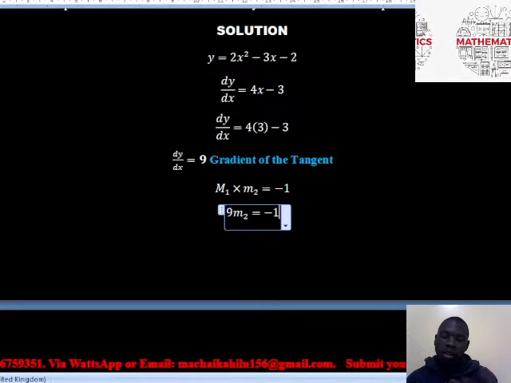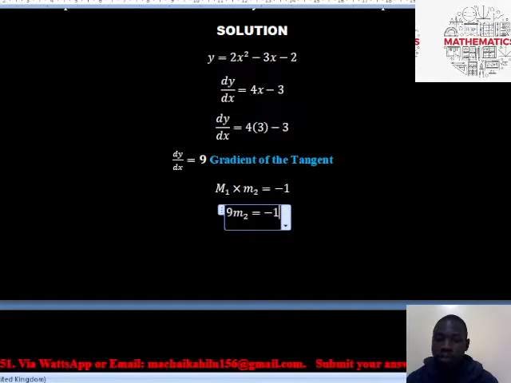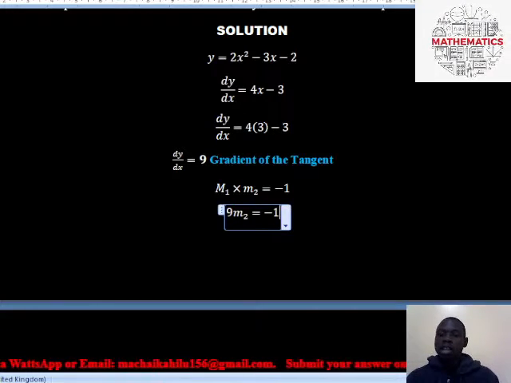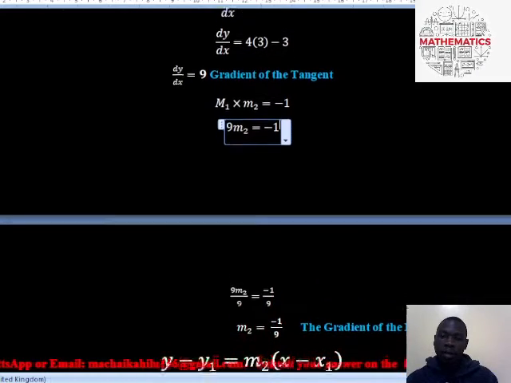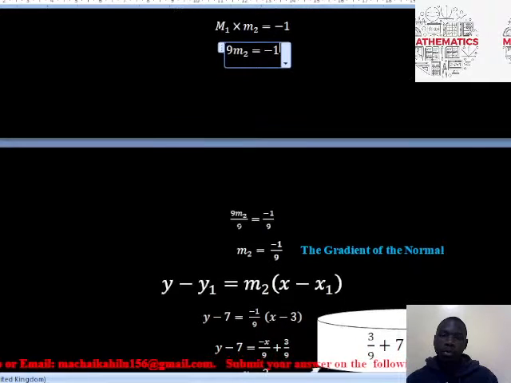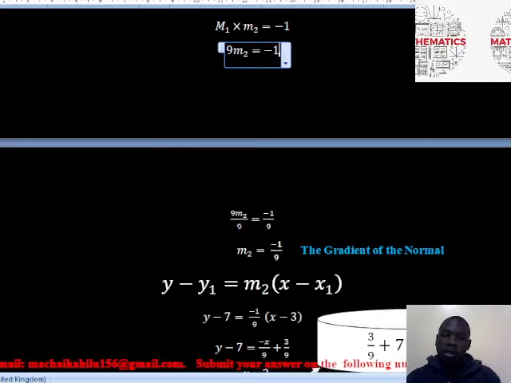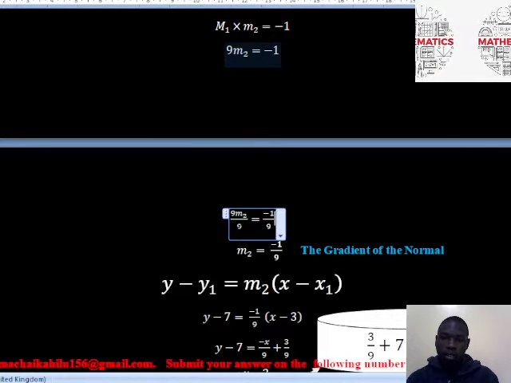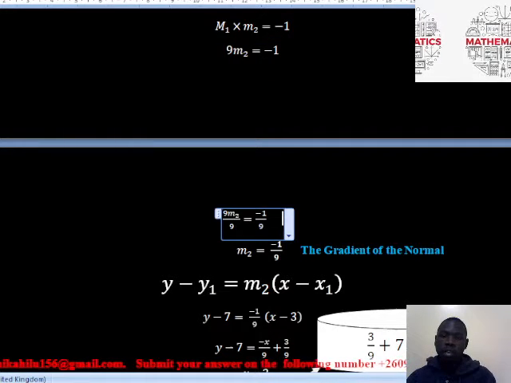Now, all you need to do is make M2 the subject of the formula. When you make M2 the subject of the formula, it will take you to the value of M2. So when you replace that, it will take you here. Hope you are able to see it as well.